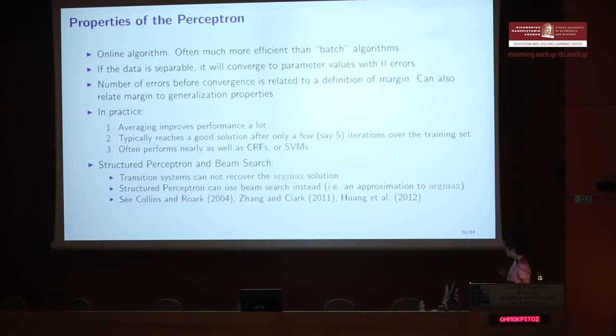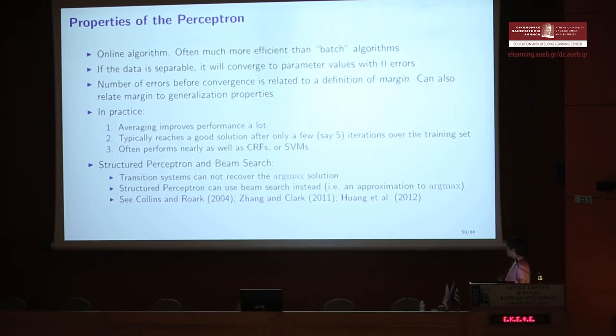It's not the argmax, but it's still a robust search. There's been work by Collins and Roark. Actually, Collins developed the structured perceptron, and then later they applied the perceptron to a transition-based shift-reduce parser using beam search and the structured perceptron. Later, many people took that up. So this is an excellent paper showing many types of transition systems, all trained with perceptron and beam search.